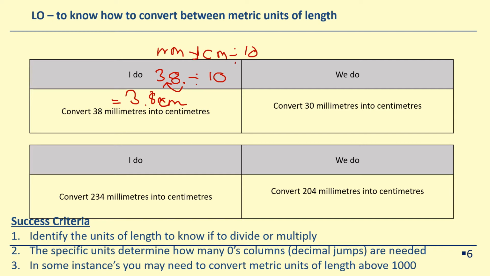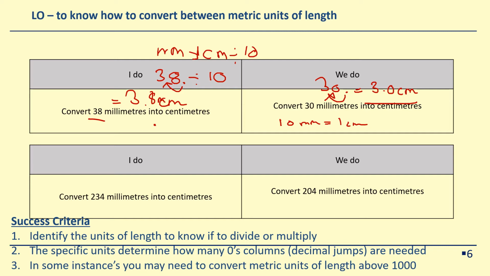Okay, let's move on to the we do. Pause the video, have a go. Okay, so let's work out this we do. 30 millimeters. Jump the decimal point down once to equal centimeters. So that would be 3 centimeters. Nice and easy. Well done if you got that. We know there's 10 millimeters in 1 centimeter here. So when you've got 30, that's a nice easy conversion. When you've got decimal points, or something like 38, then you just need to add a decimal point in on the I do.